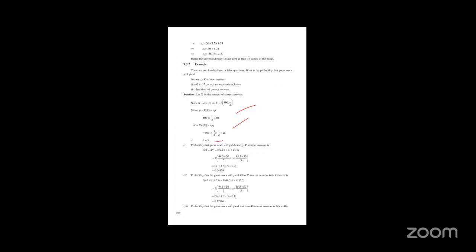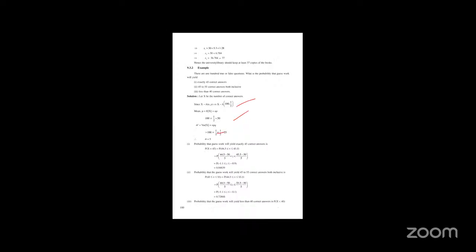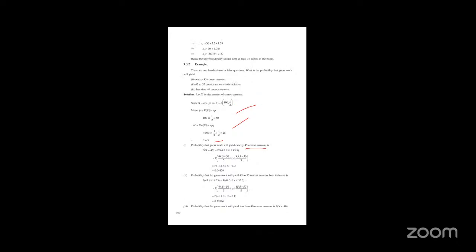So what is the first question? Exactly 45 correct answers. So the probability that x is exactly 45 can be represented as 44.5 less than or equal to x, and it should be less than or equal to 45.5. Between that, we can take anything. So we take 45.5 minus 50, where 50 is the mean. It is written as x minus mu by sigma.